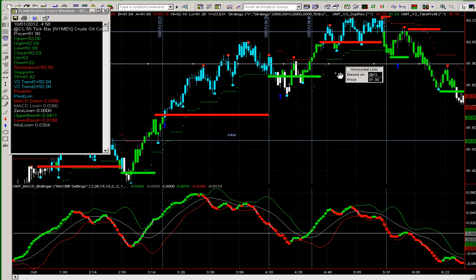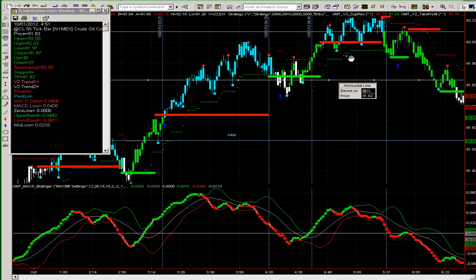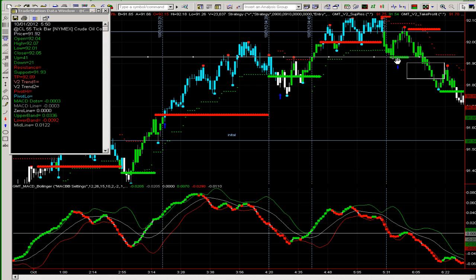So there's your first support level. Second support level prints up there. So with this support resistance stop, it actually is a great way of giving yourself a little bit more room to track some of those bigger trade setups.